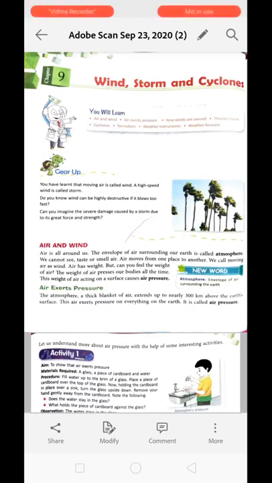Today we are discussing chapter 9, that is called wind, storm and cyclone. We have already discussed it in our first video. This is our second video where we are going to study about tornadoes.